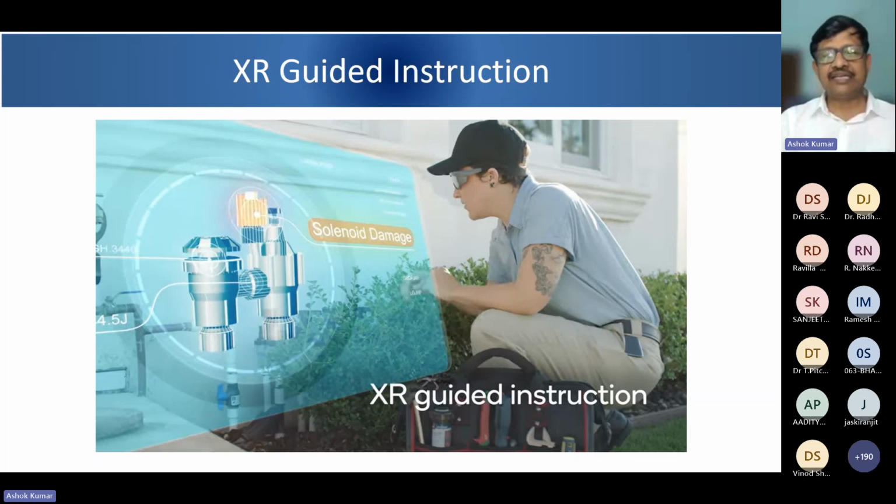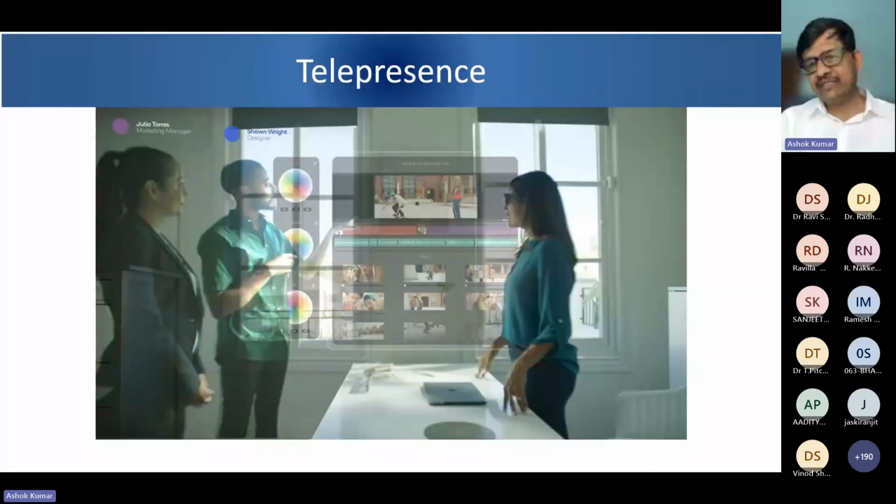If a technician has come to your house and is repairing some gadget, using his glasses he's able to take information from the edge and repair it in a better way. Similarly, with telepresence applications, if you're discussing something, other users can look like they're in front of you.